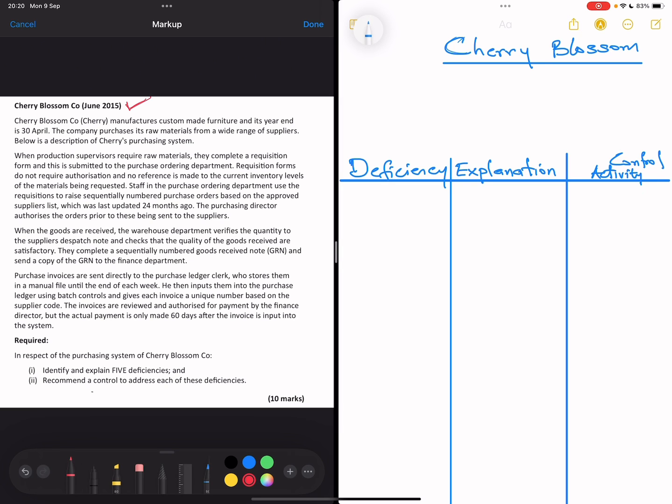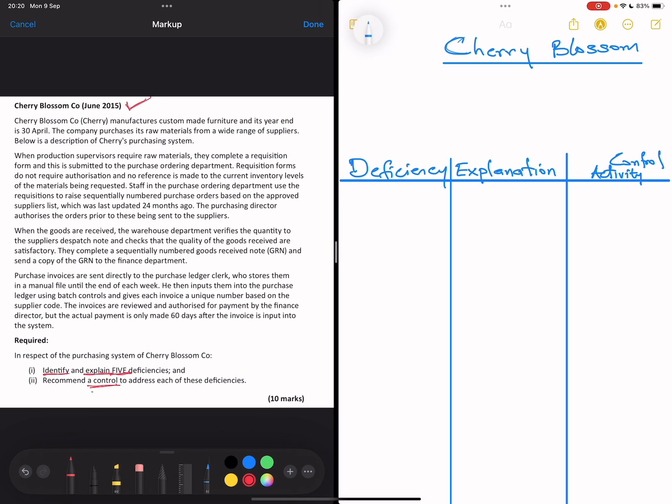In respect of the purchasing system of Cherry, number 1, identify and explain 5 deficiencies. This question is very clear. You need 5 deficiencies and you have to identify it. You need to explain it as well to get a full mark. And the second one says, recommend control to address each of these deficiencies.